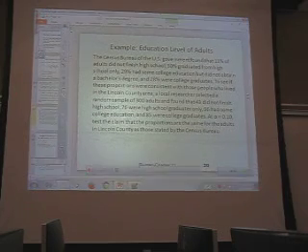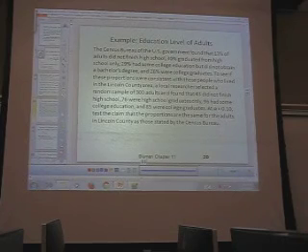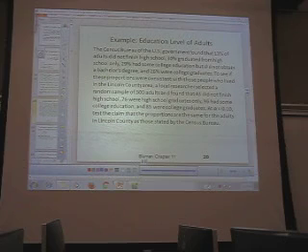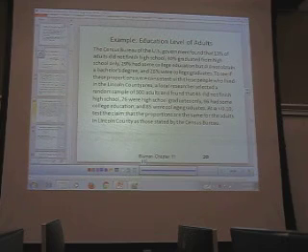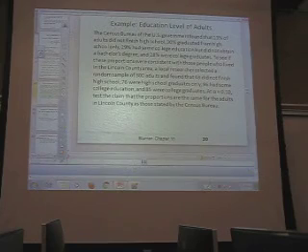Here is an example. Michael, go ahead and read. Education level of adults. The Census Bureau of the U.S. government found that 13% of adults did not finish high school, 30% graduated from high school, only 29% had some college education but did not obtain a bachelor's degree, and 28% were college graduates.